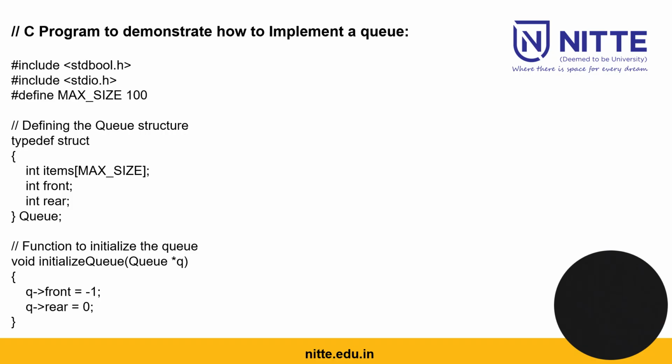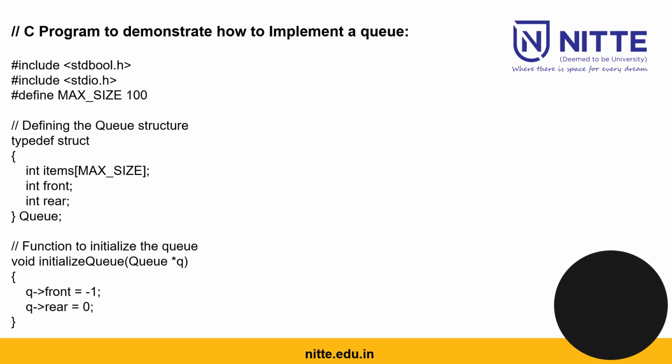Next we will define the structure of a queue first. That means how the queue structure should be, we have to define first. So first I will type typedef struct. This is how we will define the structure. This structure has an array called items, which is of size MAX_SIZE. So items of MAX_SIZE, whose value is 100. This items array contains how many elements? Maximum 100 elements.